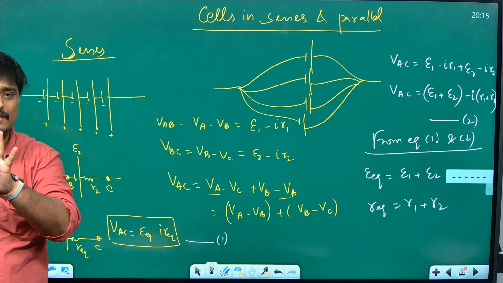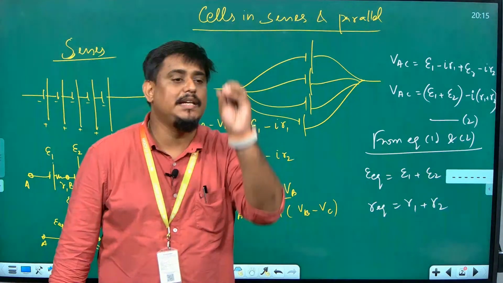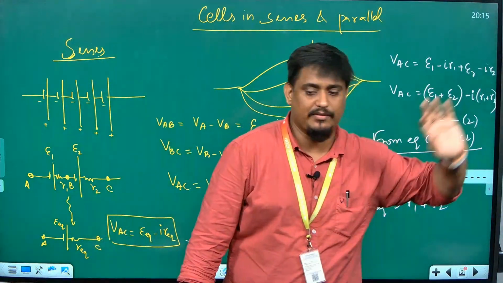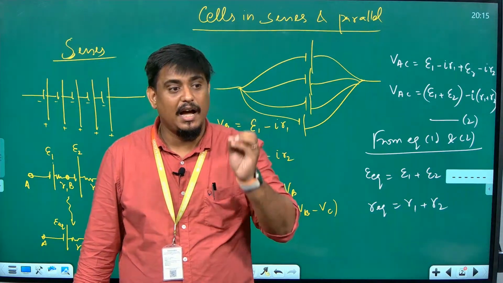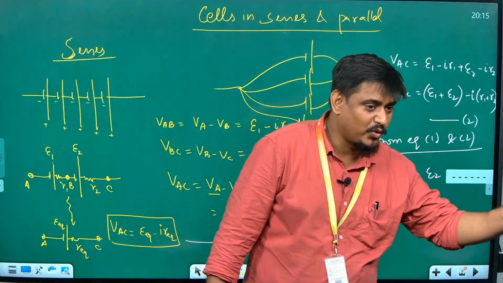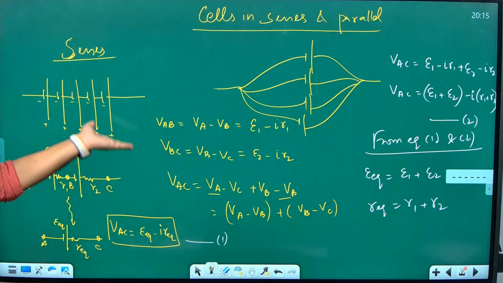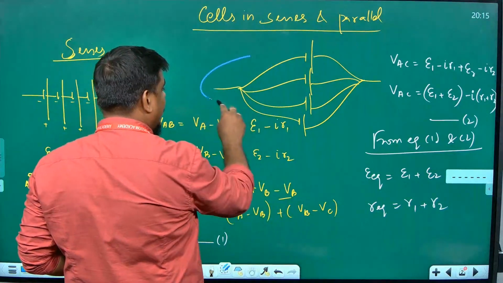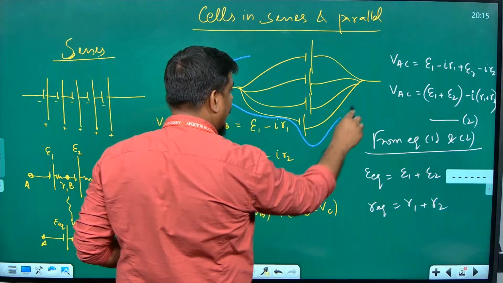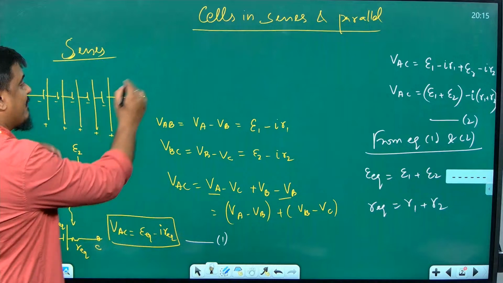So if I have 5 cells connected in series, net EMF will be E1 plus E2 plus E3 plus E4 plus E5, and net resistance will be R1 plus R2 plus R3 plus R4 plus R5. Any problem in this? Common sense, we derived it, proved it. Now the problem is, what will happen? Just try to imagine what will happen if I have a connection like this.